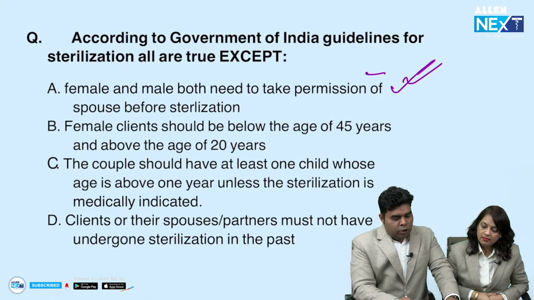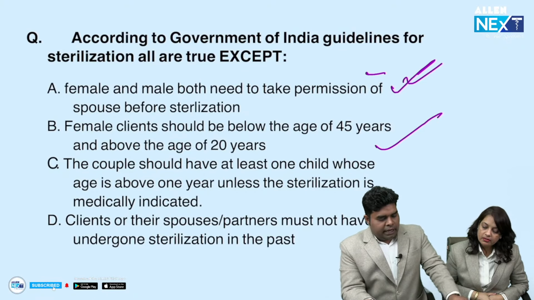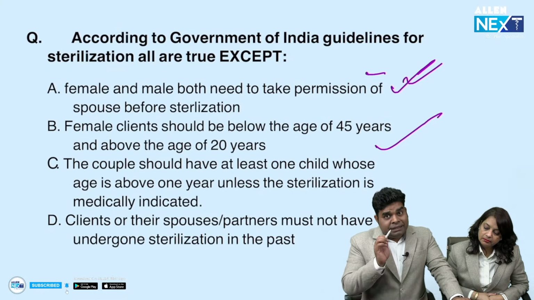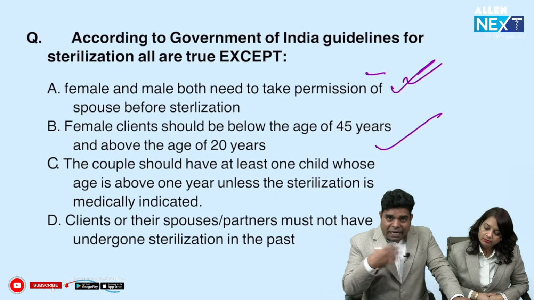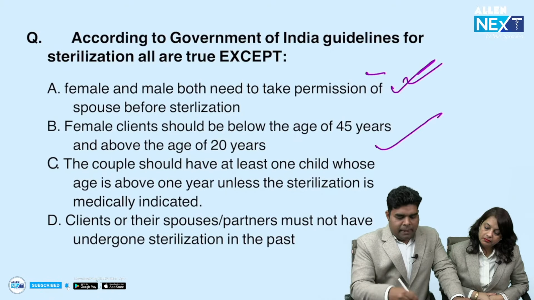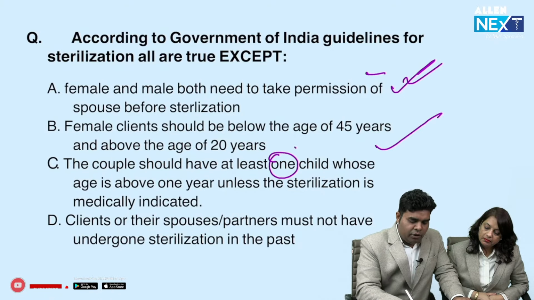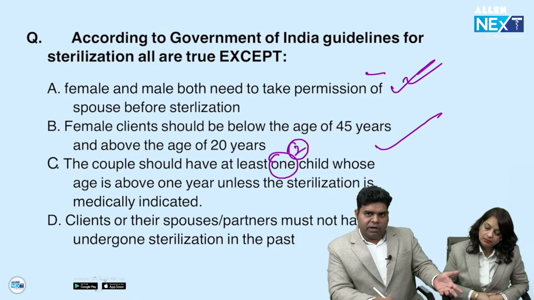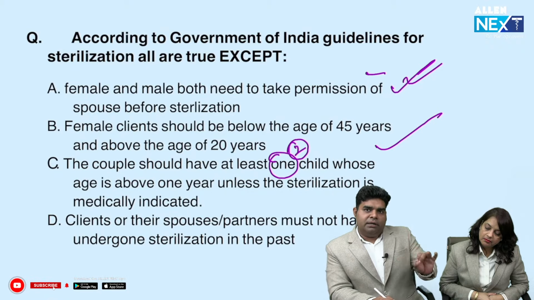Female should be below the age of 45 and above the age of 20, of course. This is also correct. Couples should have at least one child whose age is above 1 year unless the sterilization is medically indicated. This is looking correct, but this is wrong because guidelines say they need to have 2 children, not just 1. So they need 2 children, out of which 1 should be more than 1 year. Only after 2 children they can go for it.